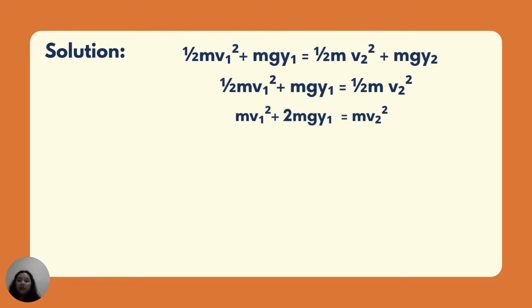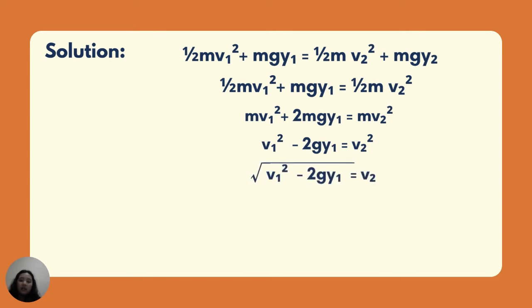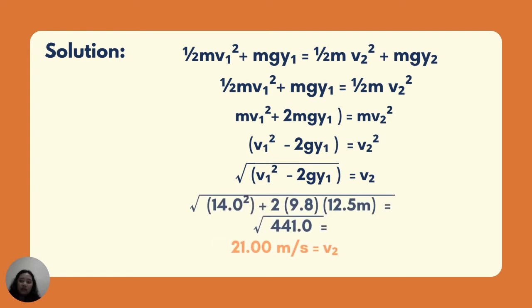Since we need to isolate v2 from the rest, we need to multiply both sides of the equation by 2 to get rid of 1/2. We cancel 1/2 from the first variable and add 2 to the other. Next is to divide both sides by m for v2 squared to remain. We cancel m on the first and second variable accordingly. Lastly, to get rid of the power, we need to take the square root on both sides of the equation, leaving us v2. With that, we now have this equation: v2 is equal to the square root of v1 squared plus 2gy1.